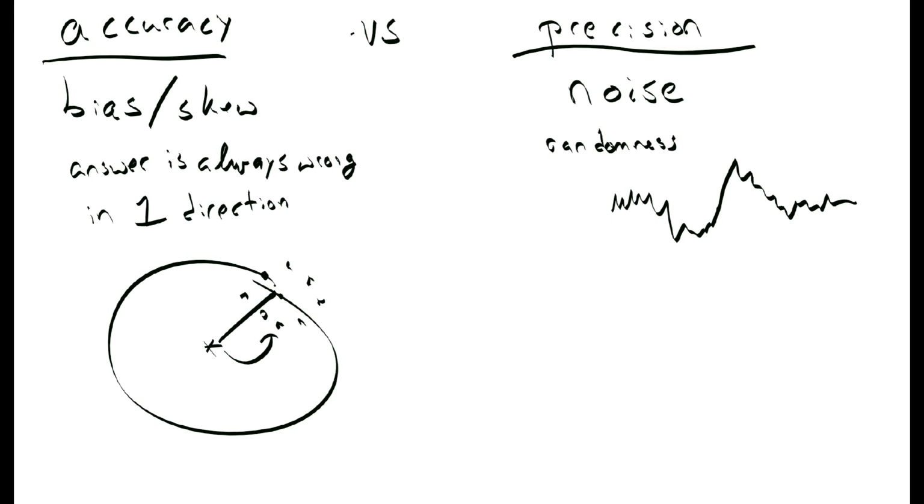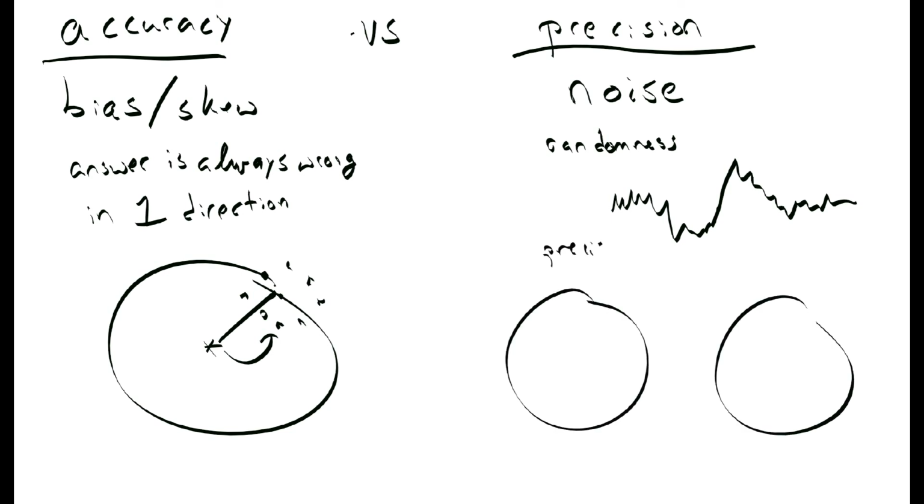So let's draw two things. This one is precise, this one is imprecise. For the precise one, your answers are all tightly grouped. For the imprecise one, you have a lot of noise, a lot of random error. That means you're off in all directions rather than one direction, and so you have a widely scattered set of data points. So that's the difference between accuracy and precision.